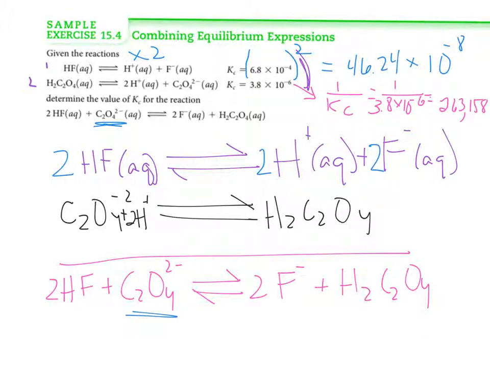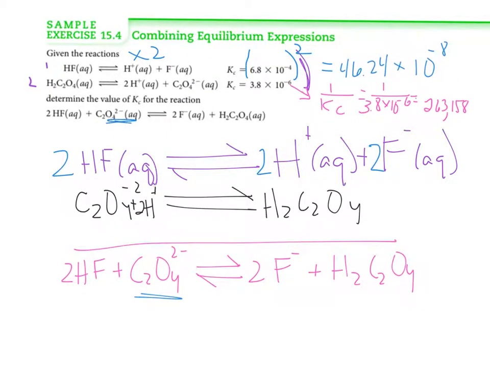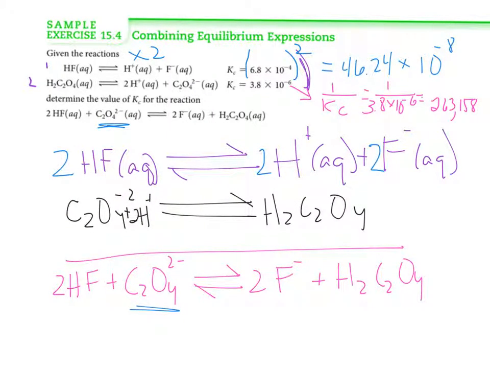Now, third process, I'm adding these two equations. So if I add them, let's see what happens. If I add 2HF plus C2O4, the H's are going to cancel out. This 2H cancels. So I have 2HF plus C2O4 on my reactants. My products, I have 2 fluoride ions plus H2C2O4.